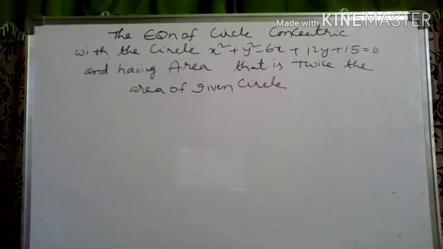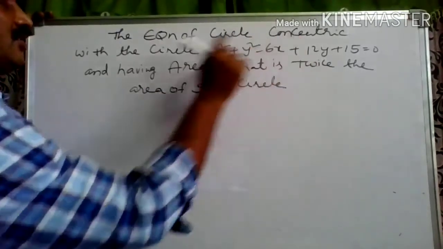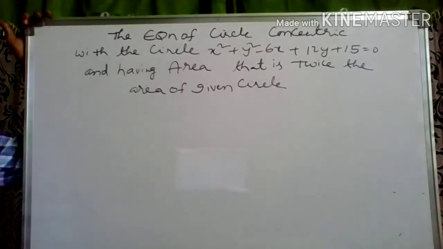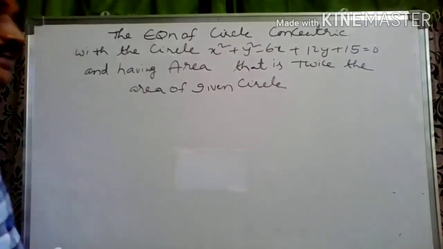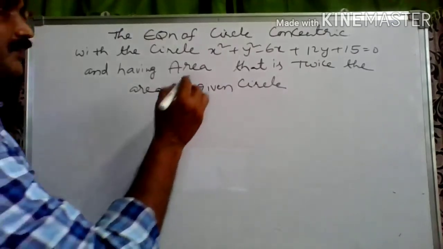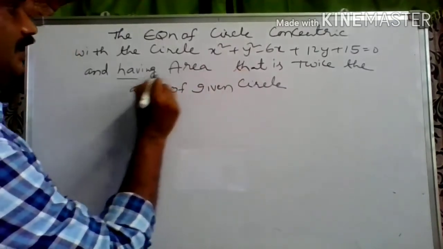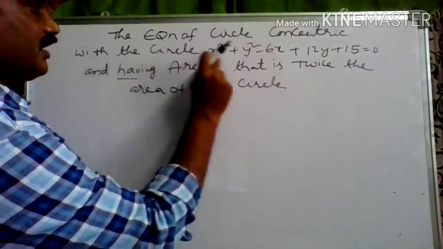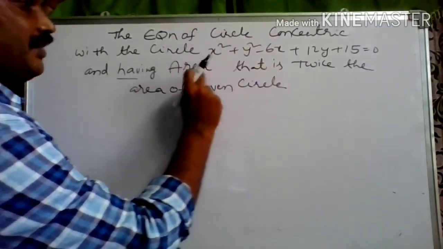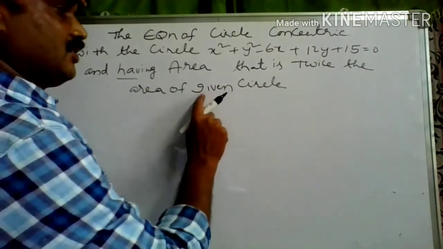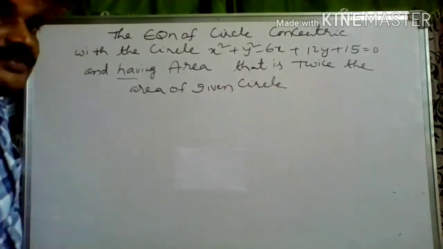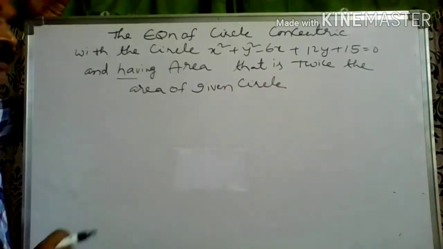Next, the equation of a concentric circle. Two circles having the same center and different radii are called concentric circles. So the center is the same, but the radius is different. Here, find the equation of a circle concentric with the given circle and having an area that is twice the area of the given circle. First, the area of the circle is pi r square, and we need twice the area.